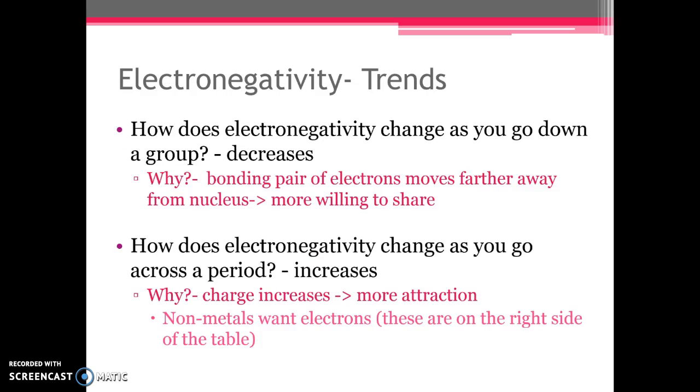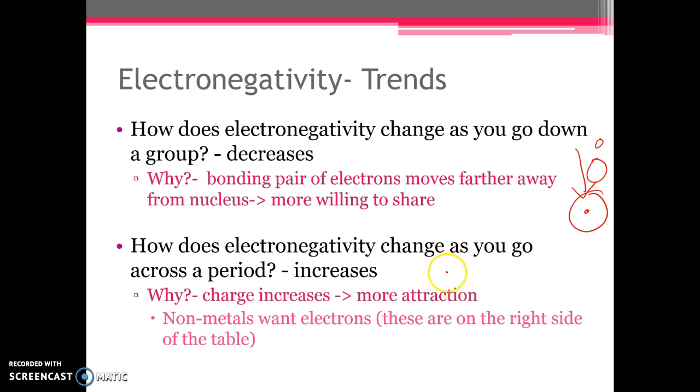How does electronegativity change as you go down the group? It's going to decrease. Atoms that are larger are less likely to attract an electron because they are further away from the nucleus. Remember the size as they get bigger. My nucleus is all the way in here. It doesn't have the power to pull in another electron.